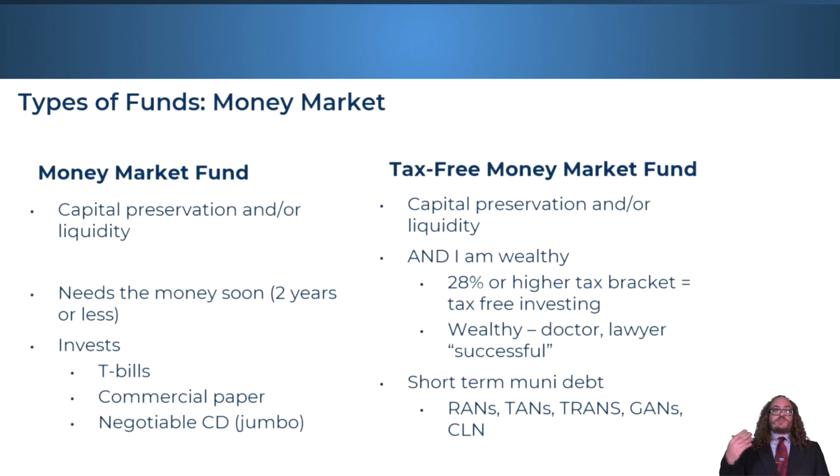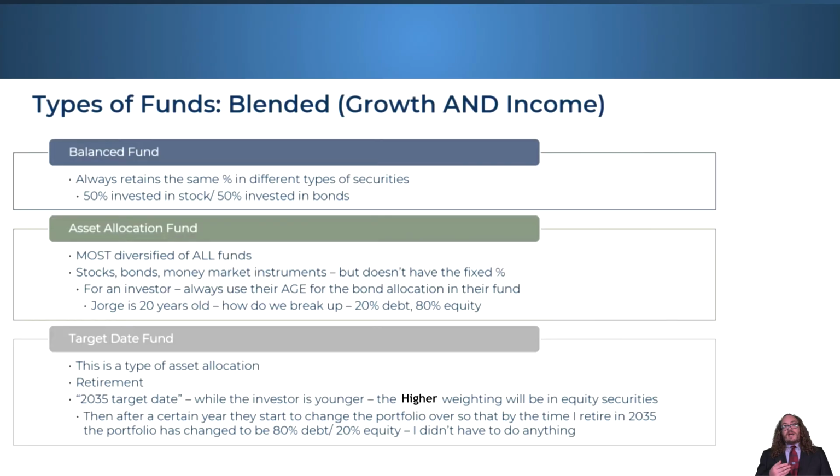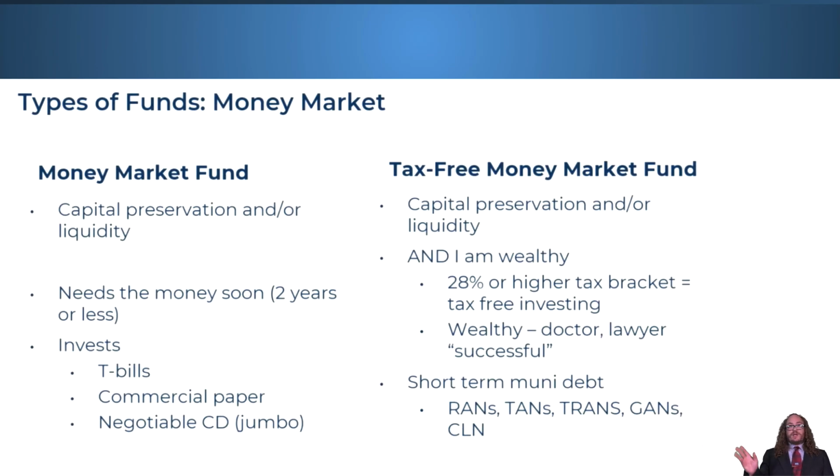If it's a wealthy investor, which means they're successful like a doctor or a lawyer, or you find out that they're in a 28% or higher tax bracket, and they're looking for capital preservation or liquidity, then you'd put them into a tax-free money market fund. These invest in short-term municipal debt that will give the investor tax-exempt income off of their money market fund.